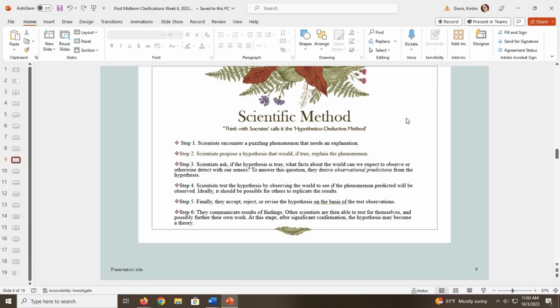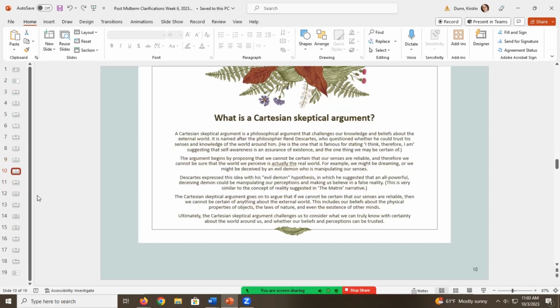Ideally, it should be possible for others to replicate the results. Step 5, finally, they accept, reject, or revise the hypothesis based on the test observations. Step 6, they communicate results of findings. Other scientists are then able to test for themselves and possibly further their own work. At this stage, after significant confirmation, the hypothesis may become theory.